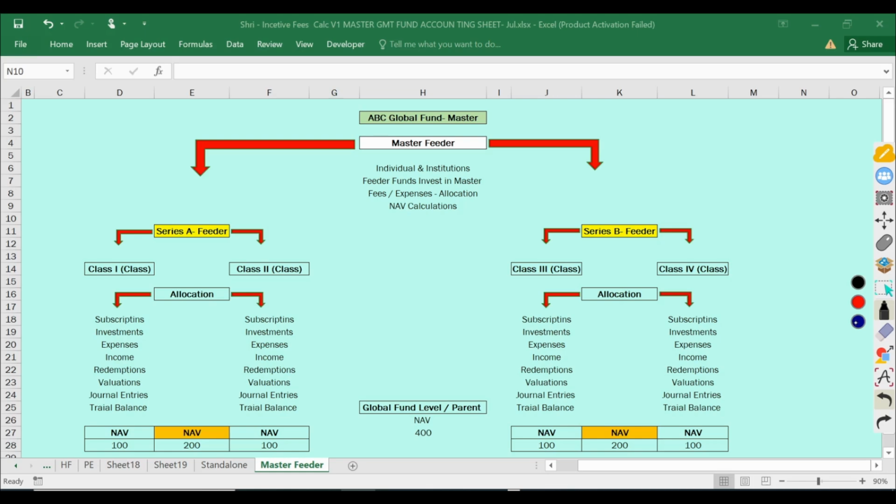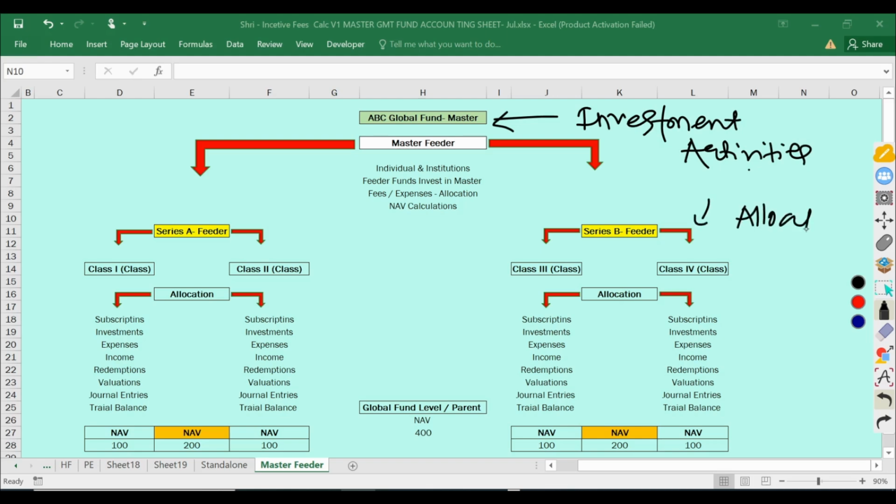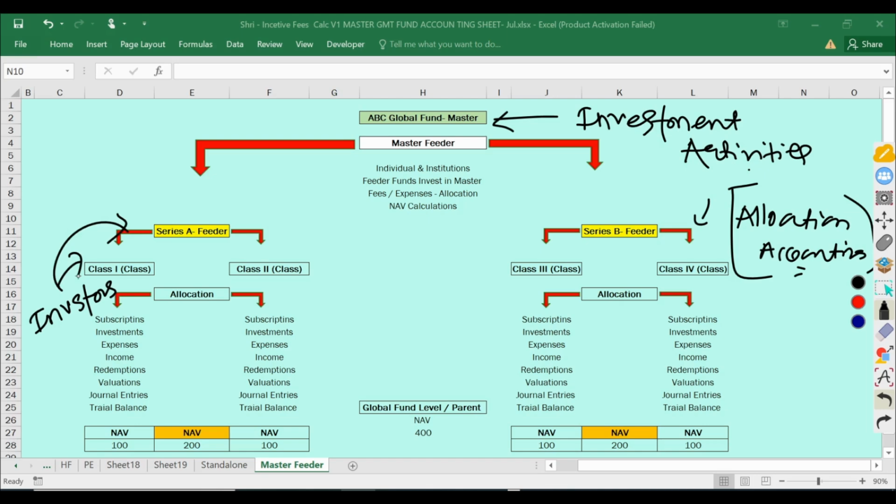So this feature means basically the master focuses on investment activities, all investment, and your feeder focuses on your allocation part, basically the accounting part, right? And the most important aspect you would see is investors invest in the feeder, or maybe you can say different classes of investors. All right. So investors invest in feeders, feeders invest in masters, and masters directly invest in financial instruments. Master directly invests in equity, bonds, or different investment instruments.